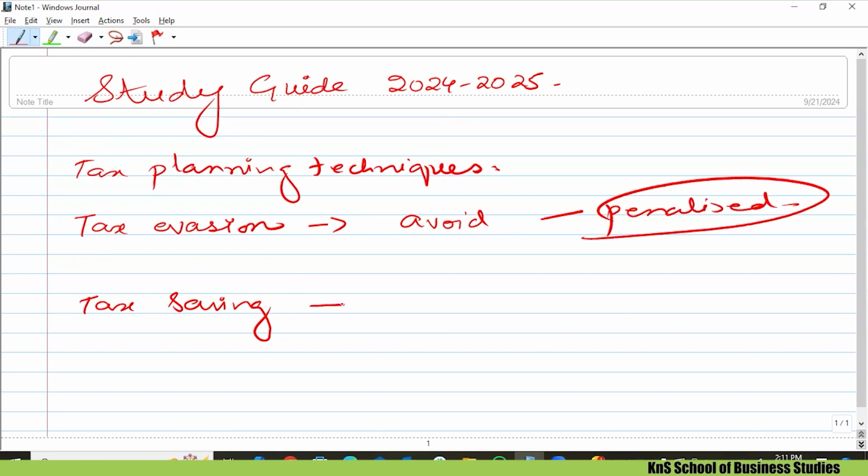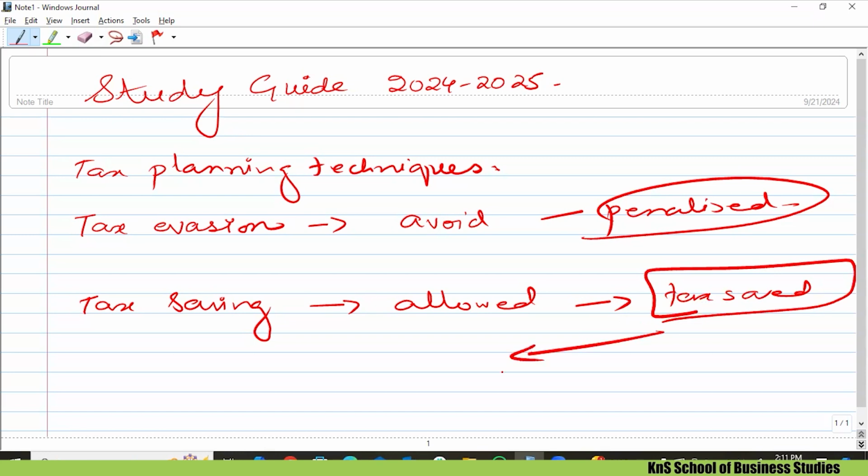Okay. And tax saving is when I'm not using any illegal means. I'm just using my smart mind and legal ways to save my tax. Those are my techniques, so that is allowed. And at the end, it's going to result in the tax saved. This tax saved thing is actually called marginal working.